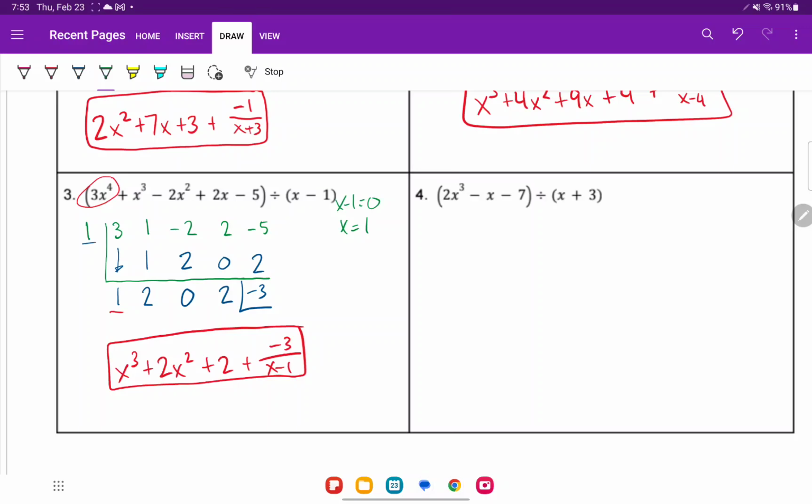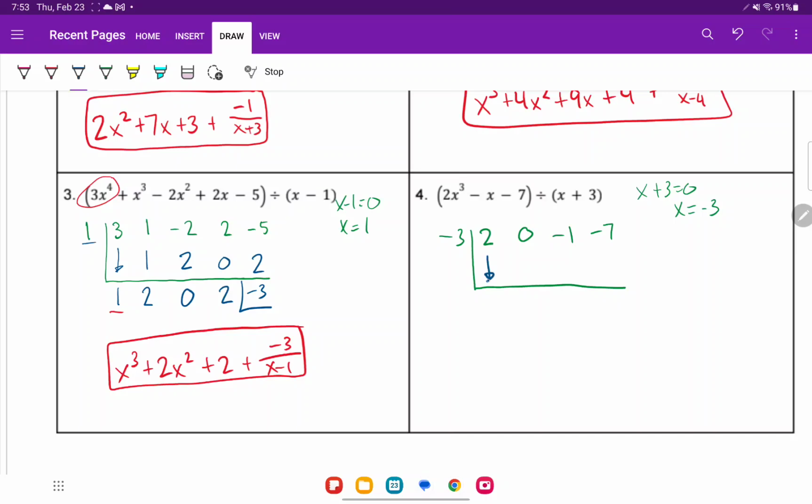All right, and then for this last one right here, again, we take x plus 3. We set that equal to 0, and we get x is equal to negative 3. That is our pivot point. Now over here, we look at our dividend. We start with 2x to the 3rd, so that's a 2. We don't have an x squared, so we put a 0 in its spot. We do have an x, which is negative x, so that's going to be negative 1, and my constant is negative 7. All right, let's go through that process.